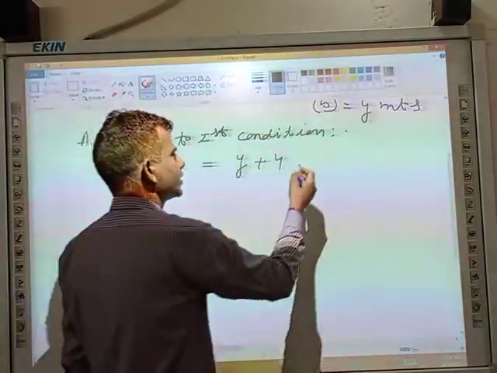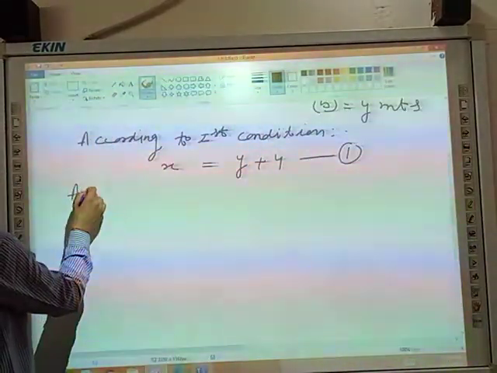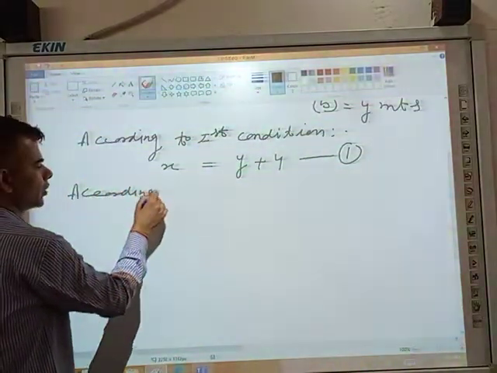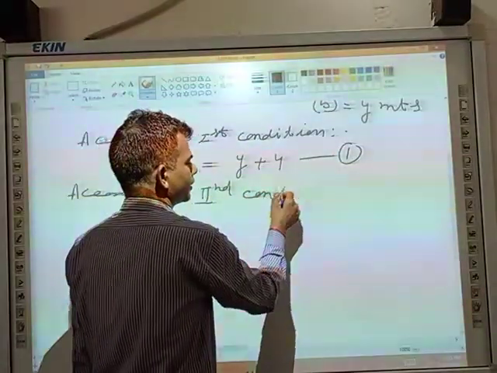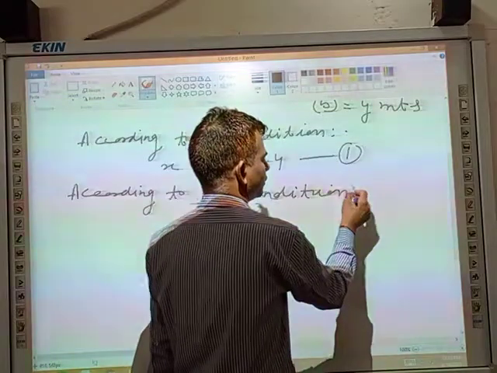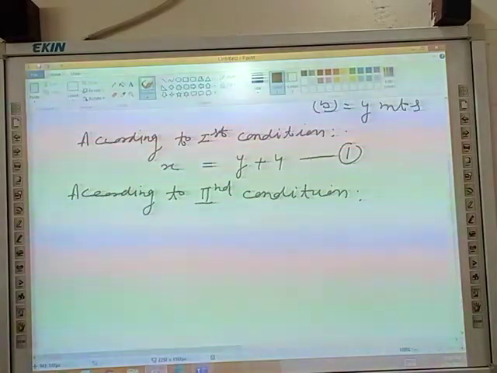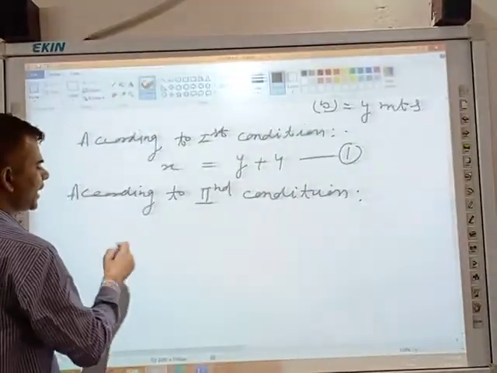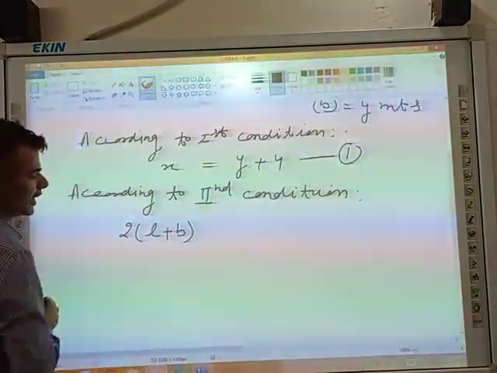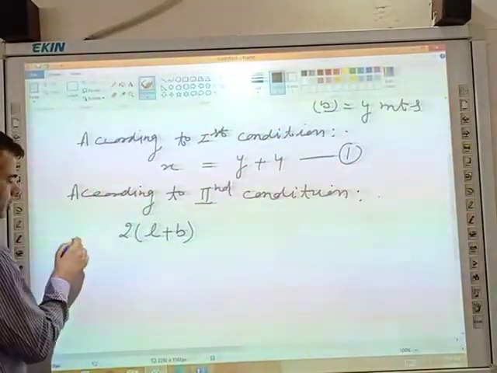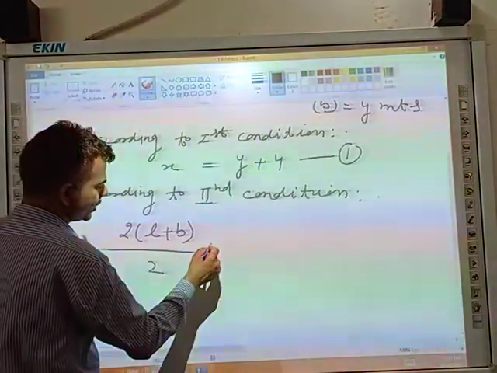Students, this is your first condition. Now students, according to the second condition. Half the perimeter of a rectangle is 2 bracket L plus B. Students, half means divided by 2, that is equal to 36.